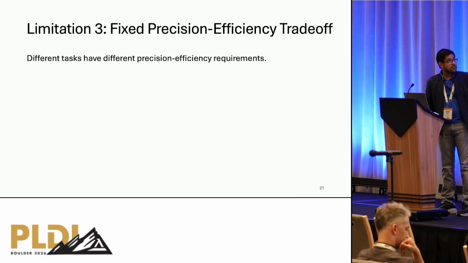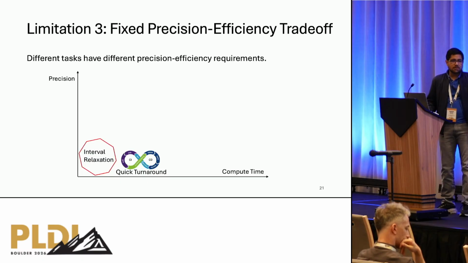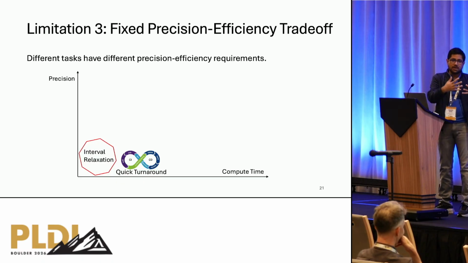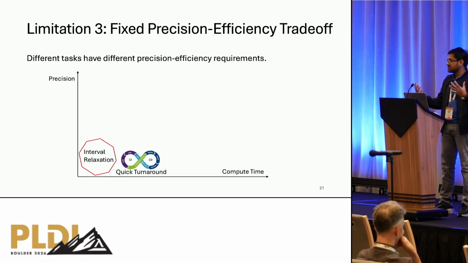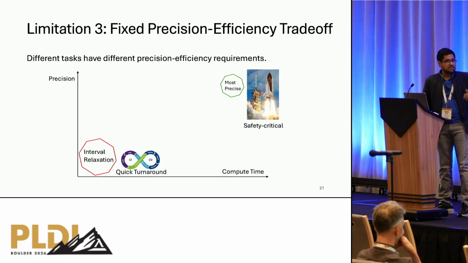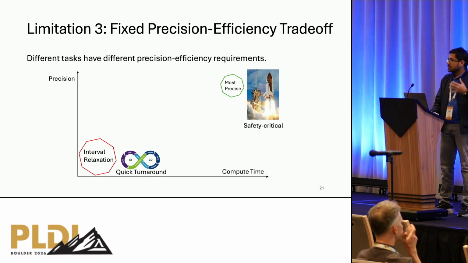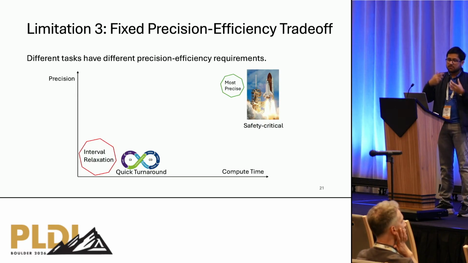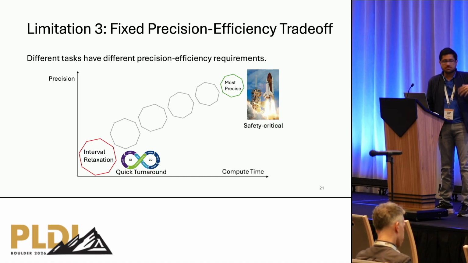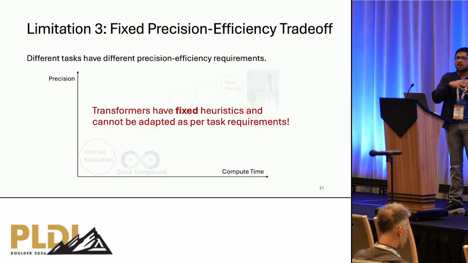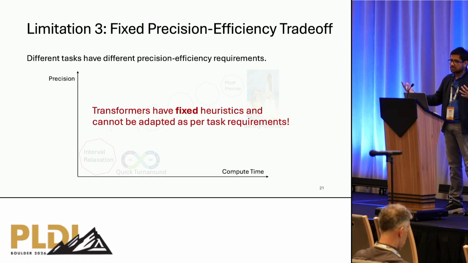But different tasks have different precision-efficiency requirements. So if you have a task which requires a quick turnaround time, like a CI/CD task, then you might want to spend less time and be okay with a less precise answer. But if your task is a safety critical task, like if you have to verify a program for some rocket that's going, then you'll be okay with spending more time, but would want more precise answers. And then there are a plethora of options in the middle. But as we have discussed, the current transformers have very fixed heuristics, and they don't allow you to adapt the analysis as per the task requirements.